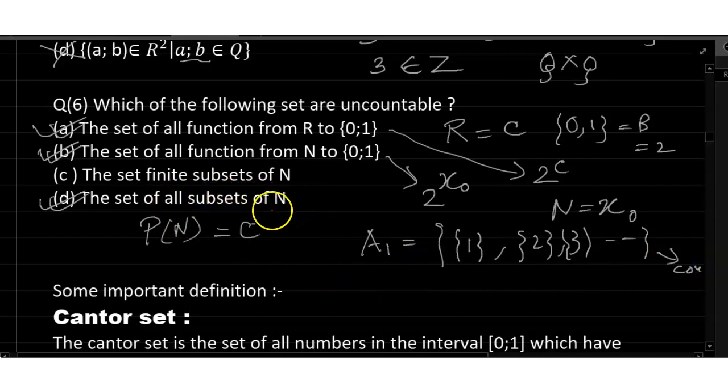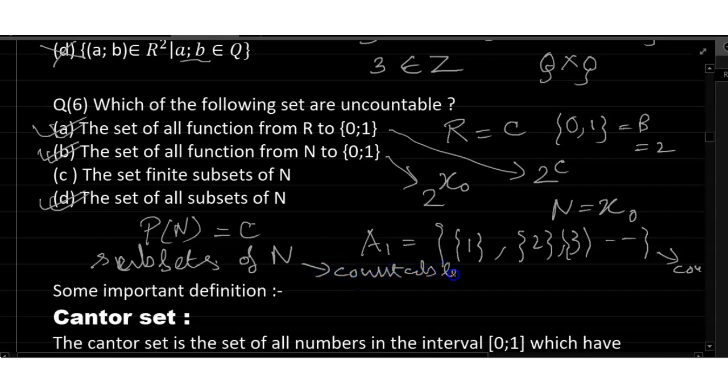So the finite subsets of N form a countable set. So the set of all finite subsets is countable, so this is not uncountable. So three are uncountable.